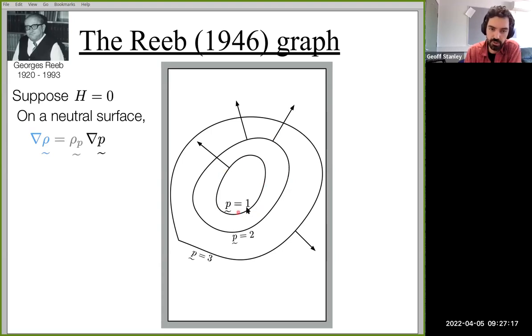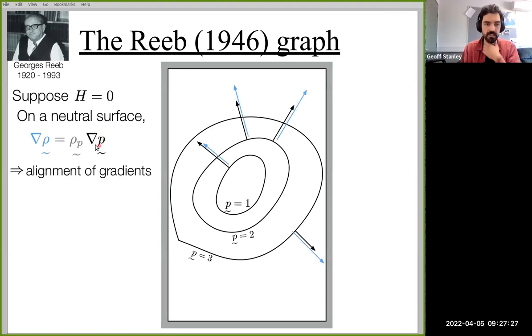And I've drawn some pressure contours here on the surface. That's the P equals 1 contour, P equals 2, and so on. Now, the gradient of pressure is orthogonal to the contours of constant pressure. And then we can apply this relationship that says that grad P is proportional to grad rho. So the gradients of rho and P are aligned, they're parallel.